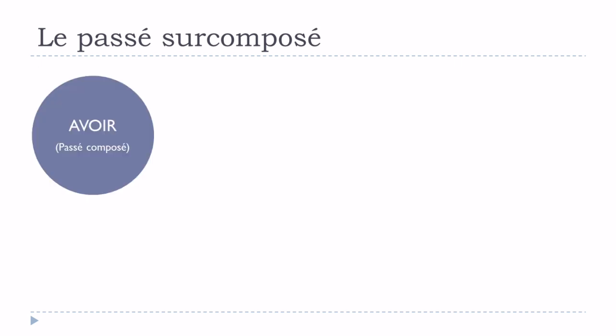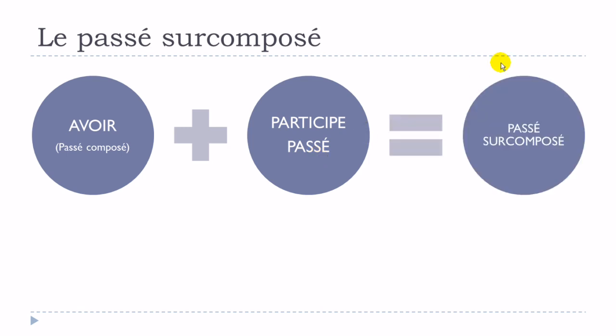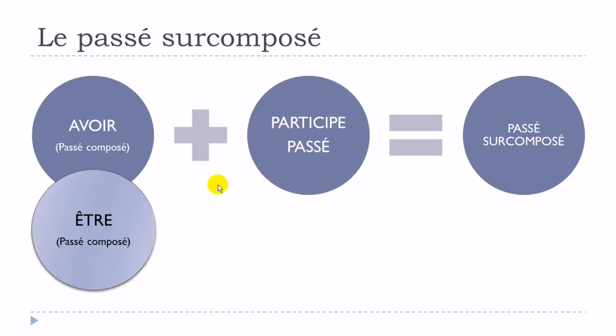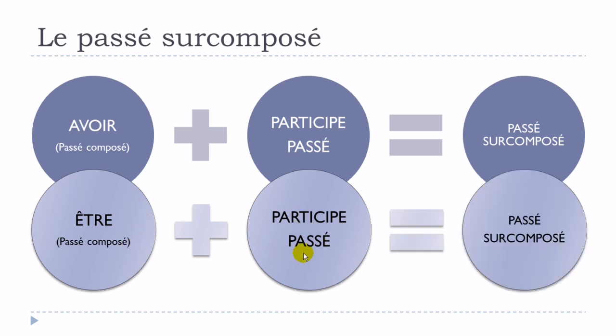So let's remember how to construct this passé surcomposé. Well, actually the first part, and in almost all the cases it will be avoir, okay, and avoir should be at the passé composé form. Then you will put your participe passé form as usual for all these compound tenses in French. And you will get this passé surcomposé, okay? In some cases, as we saw, we can use être, okay, but then the rules stay the same, so it should be at the passé composé. Then you will put your participe passé form, and you will get your passé surcomposé.